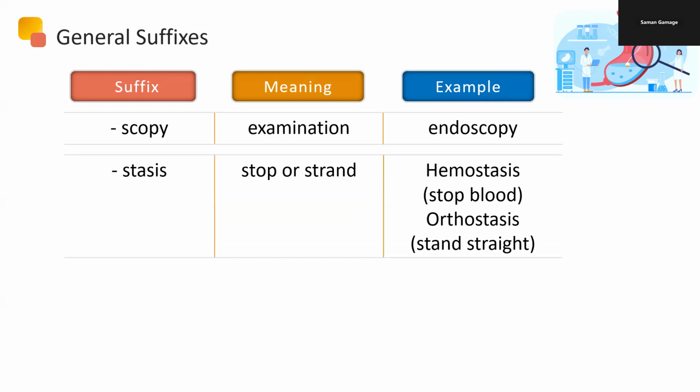Stasis means stop or stand. Hemostasis means to stop bleeding. Sometimes you may have seen in surgical notes, they say hemostasis achieved. That means bleeding was stopped. Orthostasis is standing straight.